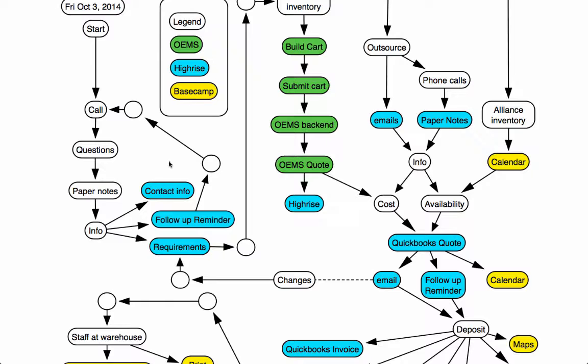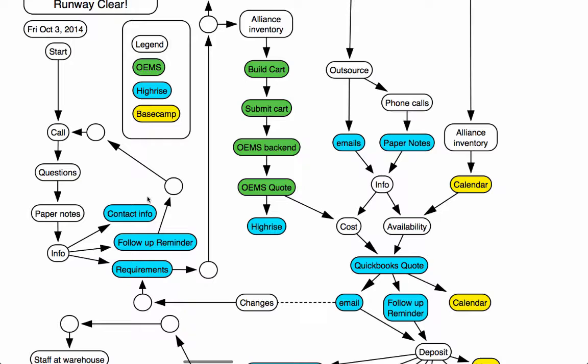So if we go back to here, we have paper notes. This was information. What kind of information was it? Well, we have contact information. Now this contact information, we're going to need to put it into Highrise because we want to be able to contact our customers again in the future. We'll also create a follow-up reminder to remember to call these customers back. And if they want to buy something, then it's going to lead to some requirements here.